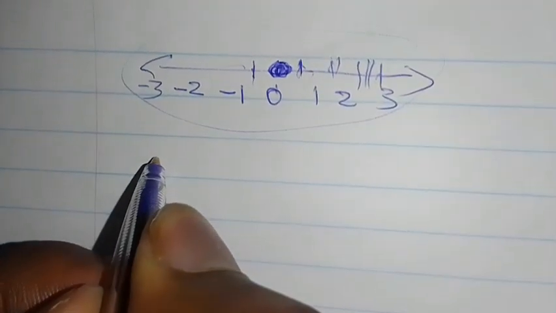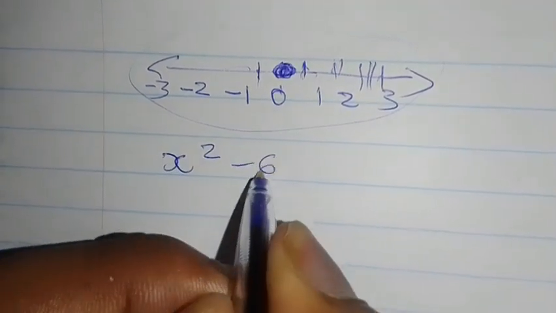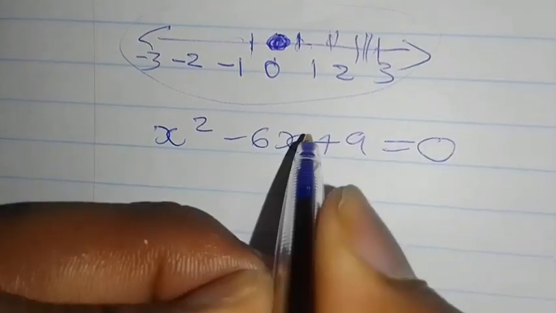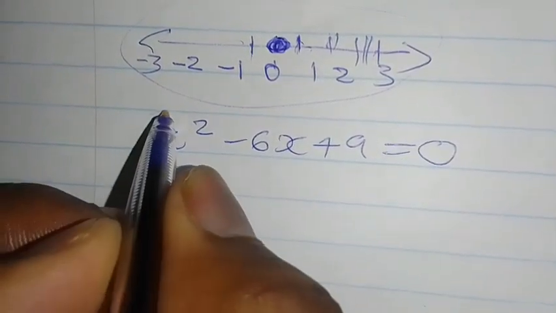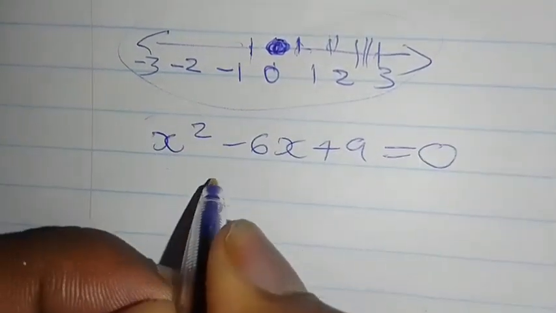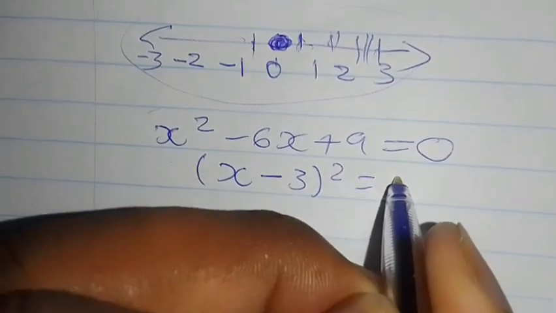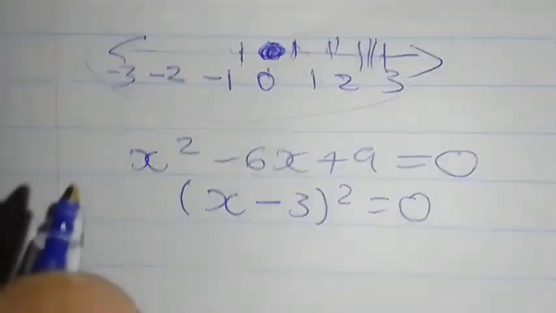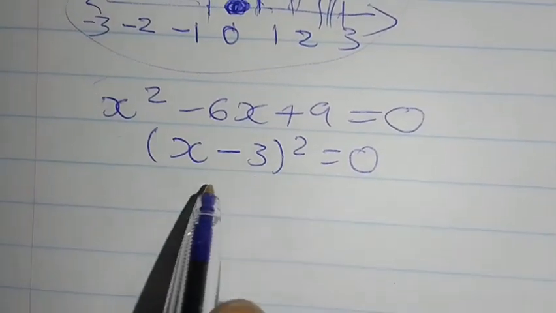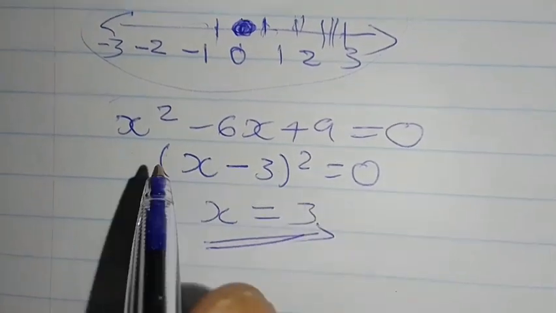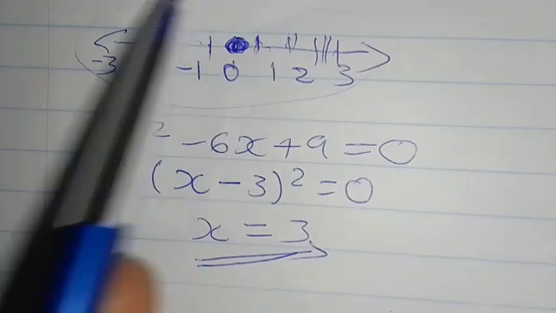Now, this numbering system, we call it the real number line. Whenever you solve a problem, say you have x squared minus 6x plus 9 equals 0, if you solve for this one, you'll end up with (x minus 3) squared equals 0. So when you have something like this, you end up with x equals 3. So this is a real solution because we know that 3 is on this number line.